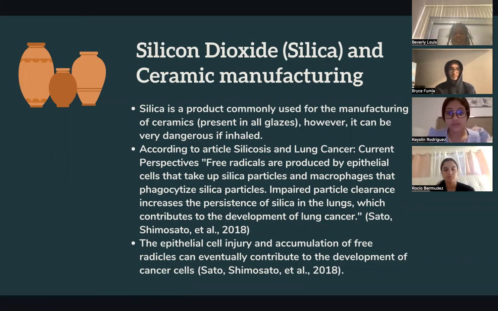According to the article Silicosis and Lung Cancer: Current Perspective, free radicals are produced by epithelial cells that take up silica particles and macrophages that phagocytose silica particles. Impaired particle clearance increases the persistence of silica in the lungs, which also contributes to the development of lung cancer. Now, the epithelial cell injury and the accumulation of these free radicals can contribute to oxidative stress and to the development of cancer cells.